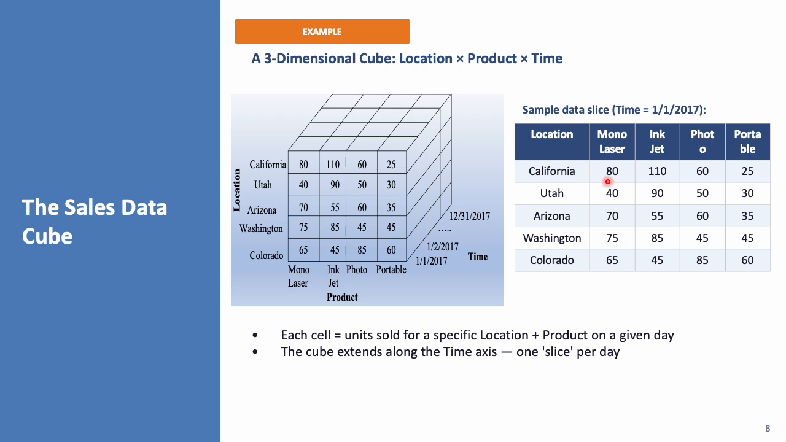The numbers in each cell here are units sold. For example, California sold 80 monolaser printers on that day and 110 inkjet printers. Colorado sold 85 photo printers, which was the highest single cell value for that day. So keep this example in mind. Every OLAP operation we discuss from this point forward will be applied to this cube.